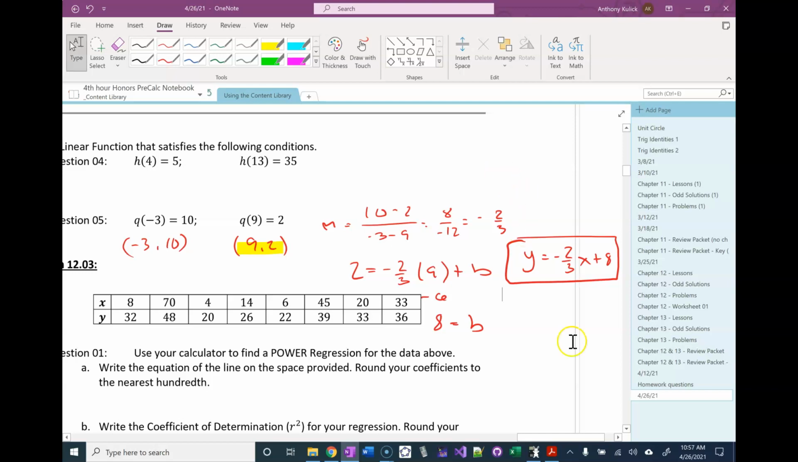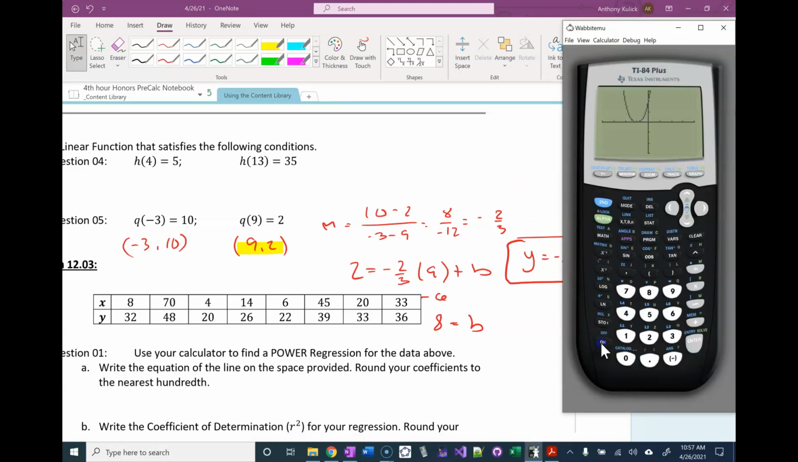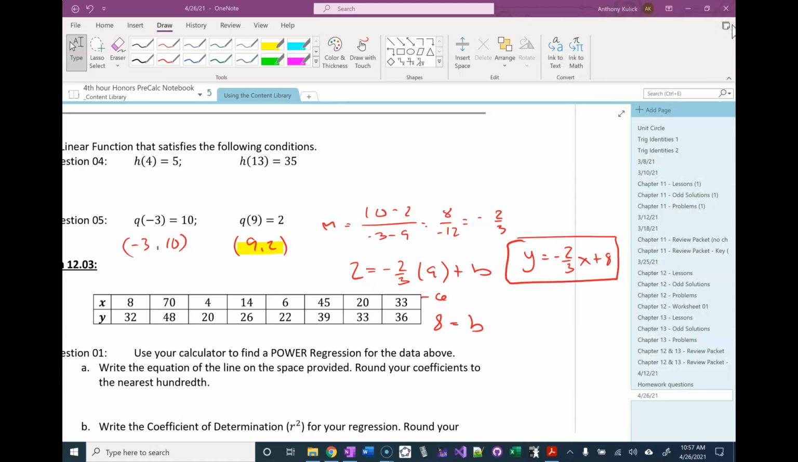Alternatively, you could do this in your calculator. You could go to the stat, edit, and then just type in this point and this point, and then have it do a lin reg, and it'll spit out that answer. That is also fine.